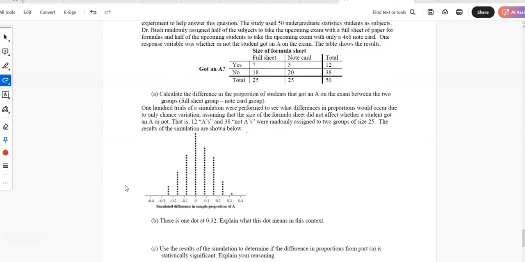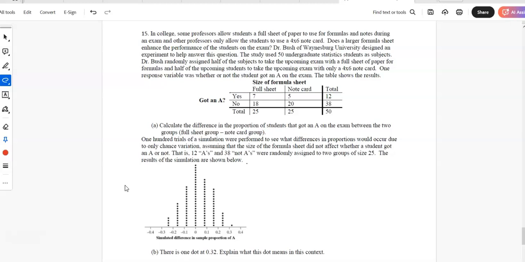Okay, 15. So in college, some professors allow students a full sheet of paper to use for formulas and notes during an exam. And other professors only allow a 4x6 note card. Ooh. Does a larger formula sheet enhance the performance of students on the exam? Dr. Bush of Waynesboro University designed an experiment to help answer the question. The study used 50 undergraduate statistics students as subjects. Dr. Bush randomly assigned half the students to take the upcoming exam with a full sheet of paper for formulas. The other half only got a 4x6 note card.